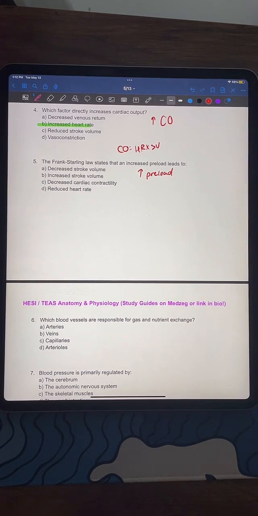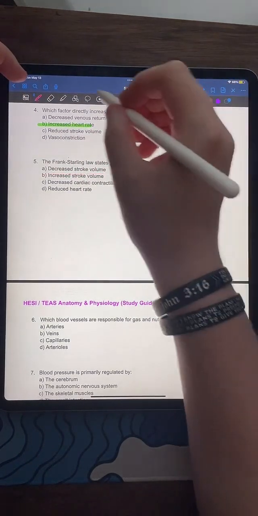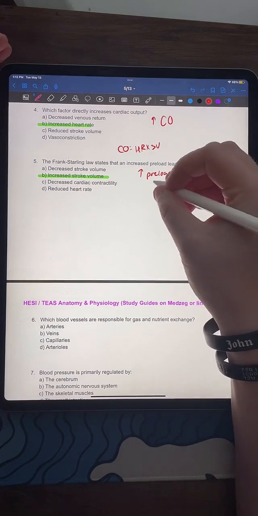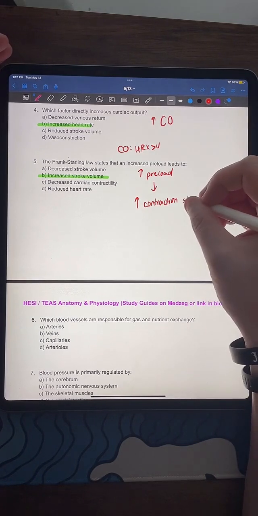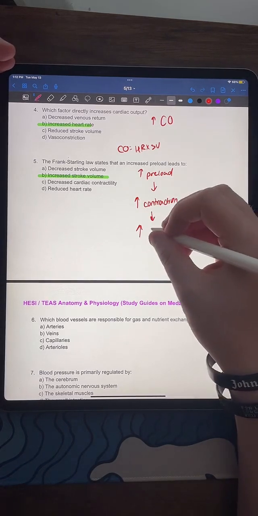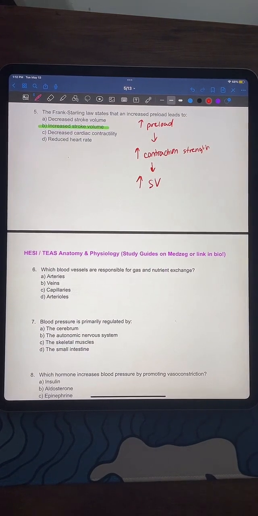But we're on number 5 now. The Frank-Starling law states that an increased preload leads to what? The answer is B. It is increased stroke volume. So the Frank-Starling law states that more heart muscle is stretched, so an increased preload. This would lead to a stronger contraction, so contraction strength, leading to a higher stroke volume. All right. Hopefully that makes sense.